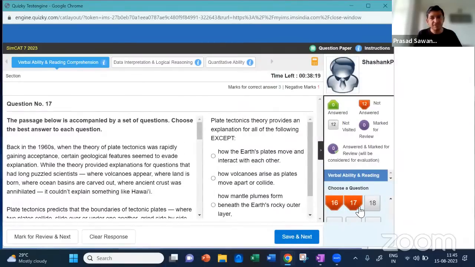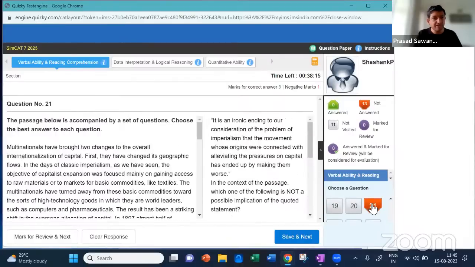17 onwards is another passage. 17, 18, 19, 20, I'm assuming, is the passage. 21: multinationals have brought 2 changes to the overall internationalization of capital. Again, the passages. So 21 to 24, understood. So 1 to 8 is passages, then 8 questions on this thing, and then the last 8 questions on other passages. Okay, we'll go with the passage that I thought was interesting.